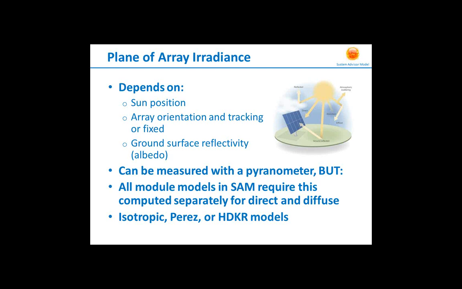The isotropic model is the most simplistic and assumes that the diffuse radiation is uniformly distributed across the sky. This is in general not a great assumption, and the isotropic model is regarded to be the least accurate of these three transposition models. The HDKR and Perez models take into account more complex phenomena occurring with the diffuse irradiance and are generally regarded to be the more accurate models. Regardless of which model is used, the output is beam and diffuse irradiance incident on the plane of array, which SAM can then use in the module model that you've selected.